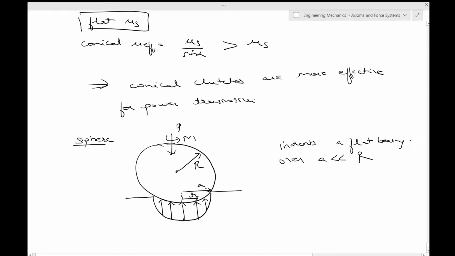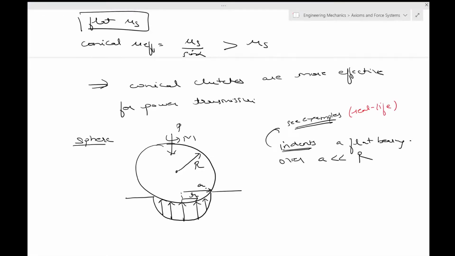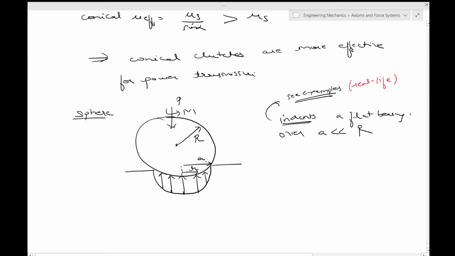So indent means a sort of pressing which is a somewhat permanent damage. Okay, so if you do not understand this word, see real life examples. You can just Google the word indent and go to images and see what indent actually looks like. Okay.